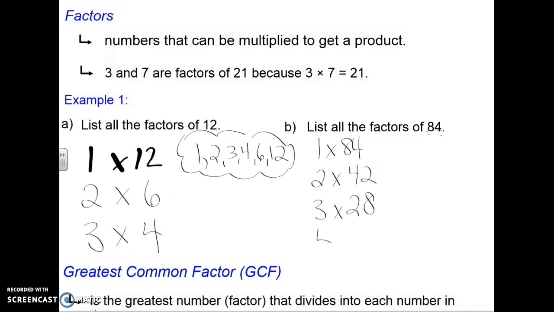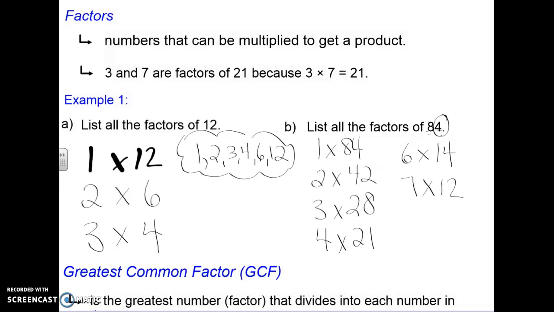And then I check 4. 4 multiplied by 21 is 84. 5, remember, if it's divisible by 5, the last digit has to be 0 or 5, so I'm skipping over 5, and I'm going to 6. 84 is divisible by 6, it's 14 times. And then I look at 7. Does 7 divide into 84? Yes, 7 multiplied by 12.